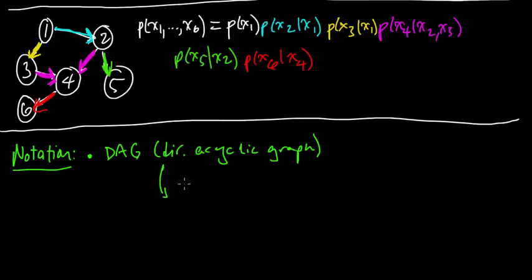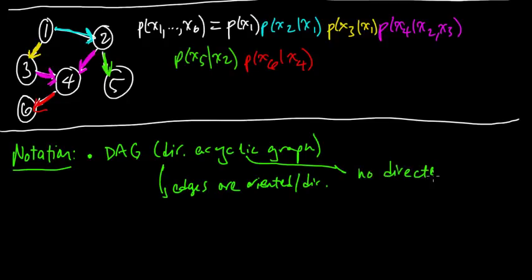But just to be clear here, by directed, we mean that the edges are oriented or directed, as the name would suggest. You know, these are directed edges. And acyclic means that there are no directed cycles.